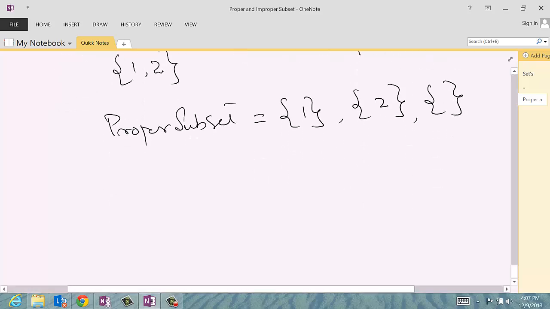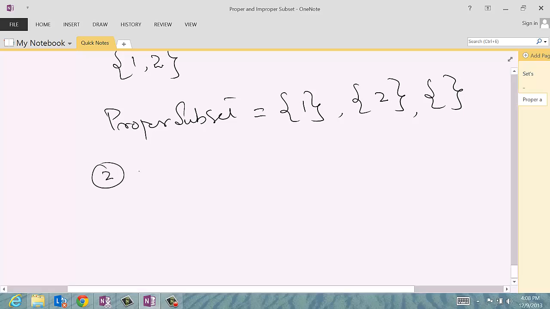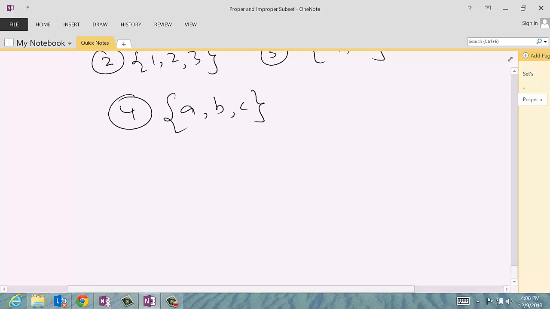Just for your own practice, I'll give you a couple of questions, but I won't solve them. Try the second question, which is {1, 2, 3}, and the third question is {A, B}, and another question for practice is {A, B, C}. Right? So let's do another question.